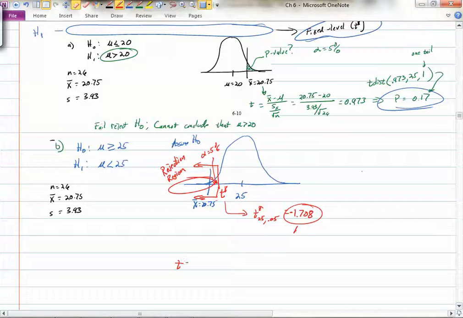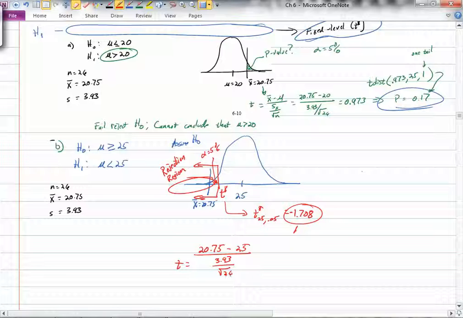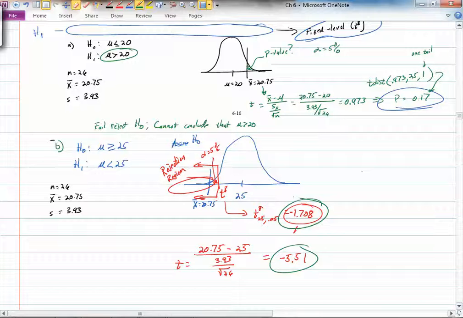So my t value is 20.75, x bar minus mu, over S of x bar. And that ends up being what? Minus 5.51. So now I compare these two values. The t from my data is way further out in the tails than the hurdle value, right?